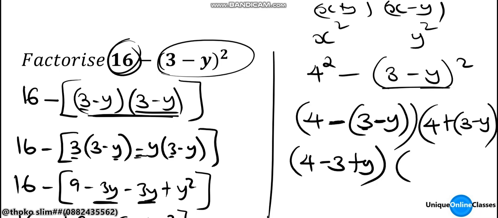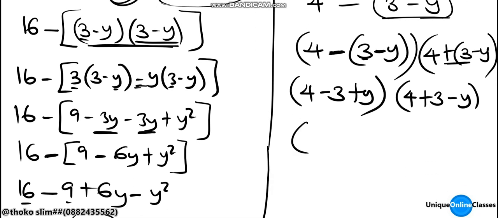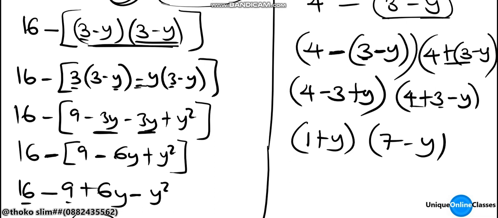Then in the second bracket you have a 4, then remove the bracket here, positive 1 times 3, that's positive 3, and the negative and positive y, and second it's a negative y. Now combining the like terms together, 4 minus 3, that's 1 plus y, and in the second bracket 4 plus 3, that's 7, then minus y. You can see this method is very simple.